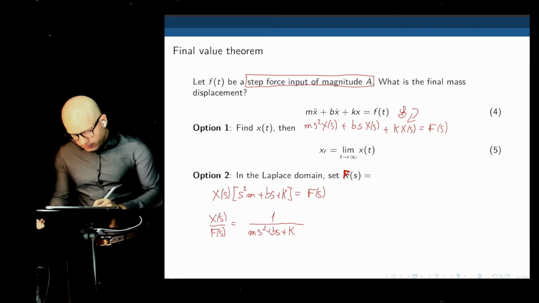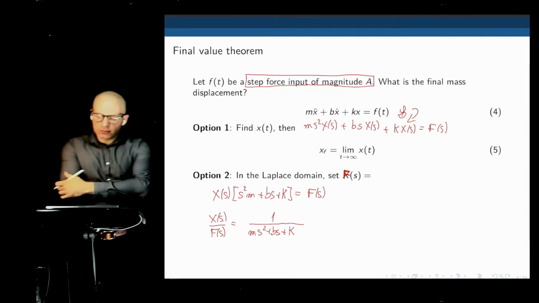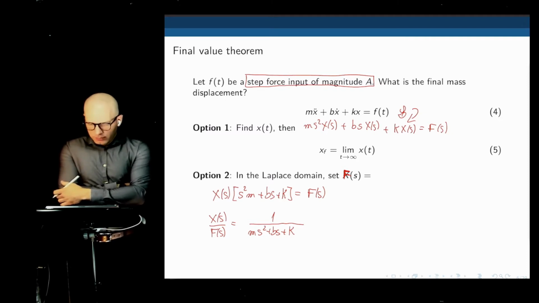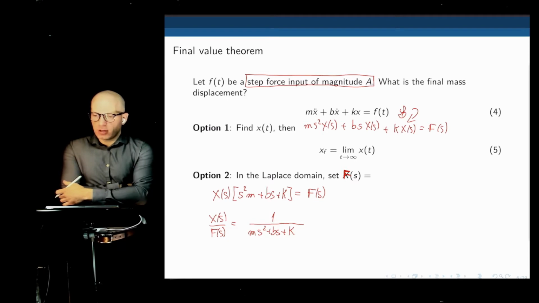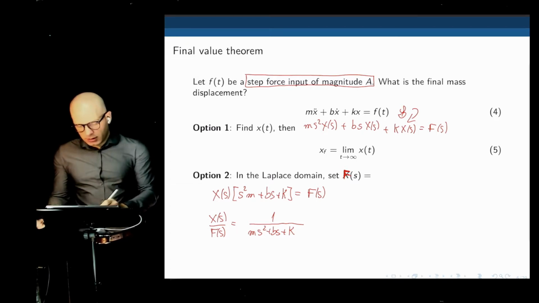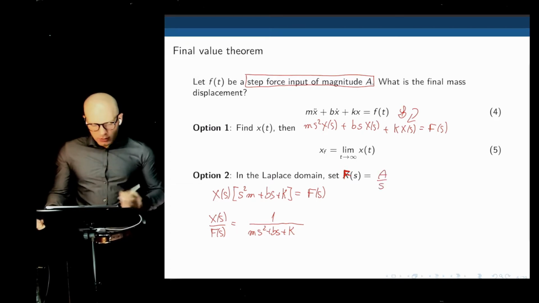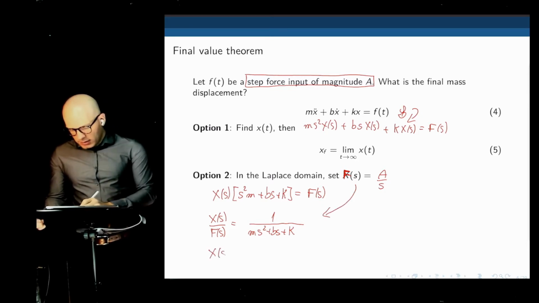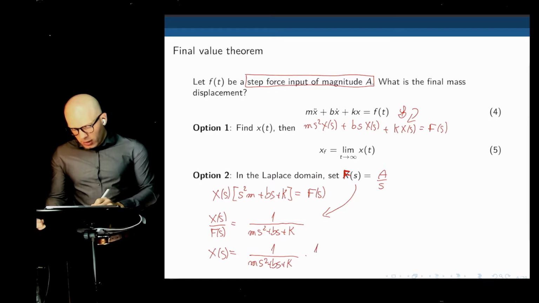F of s is the Laplace transform of a step input having a magnitude of A. What is the Laplace transform of a step input having a magnitude of A? A over s, excellent. We can now replace f of s here, and x of s becomes 1 over m s squared plus b s plus k times A over s.